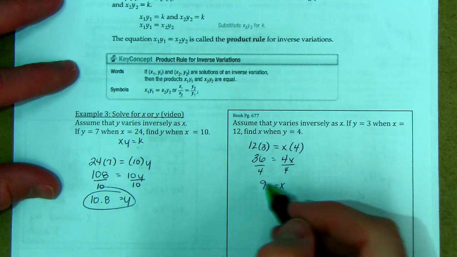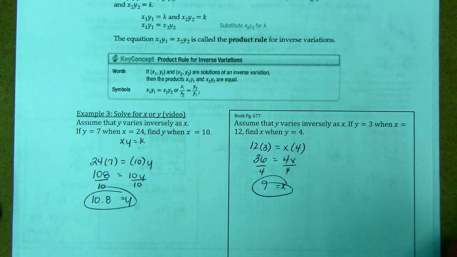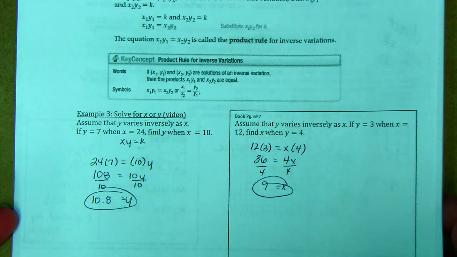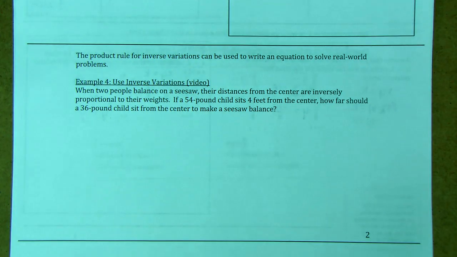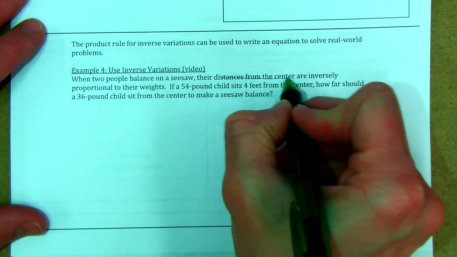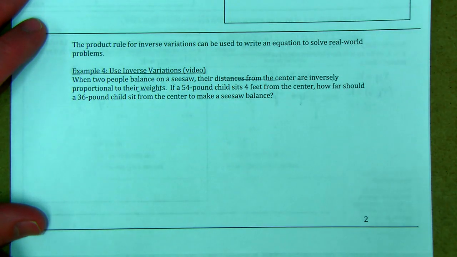All right, there are real life word problems that deal with this on the very bottom of the back page. We're going to use that product rule to write an equation and solve it. When two people balance on a seesaw, their distances from the center are inversely proportional to their weights. If a 54-pound child sits 4 feet from the center, how far should a 36-pound child sit from the center?